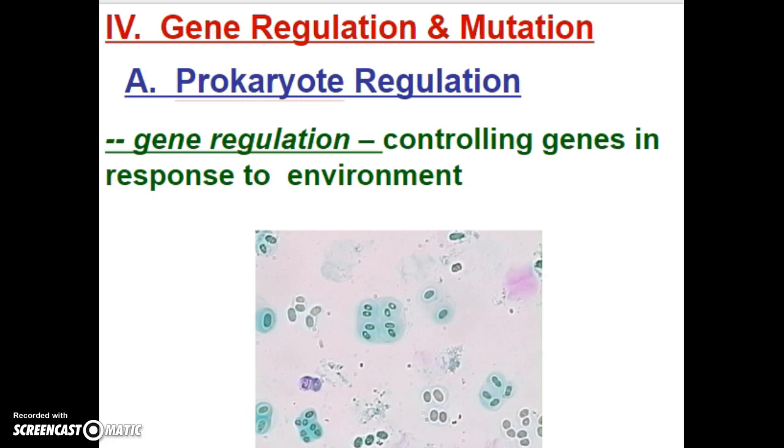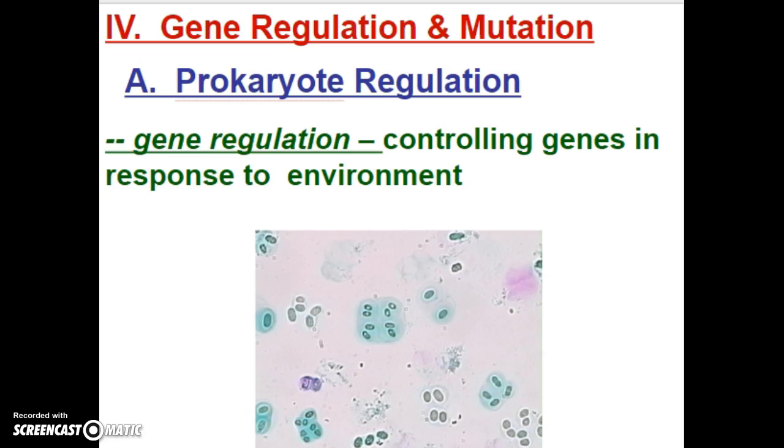Genes need to be regulated. They need to be essentially turned on and turned off at the right time. Just like the cell cycle, gene regulation also needs to go 100% correct 100% of the time.